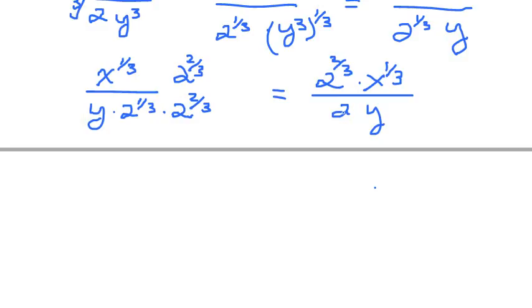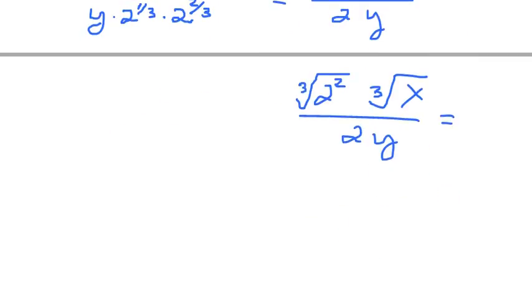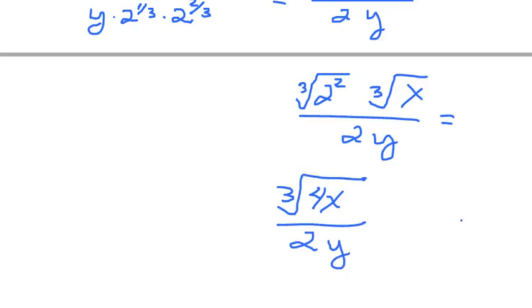What could we do from there? Well, we could leave it like this, or because this is going to be 2 squared, this would be the cube root of 2 squared times the cube root of x over 2y. We could join these together, and so we end up with the cube root of 4x over 2y.